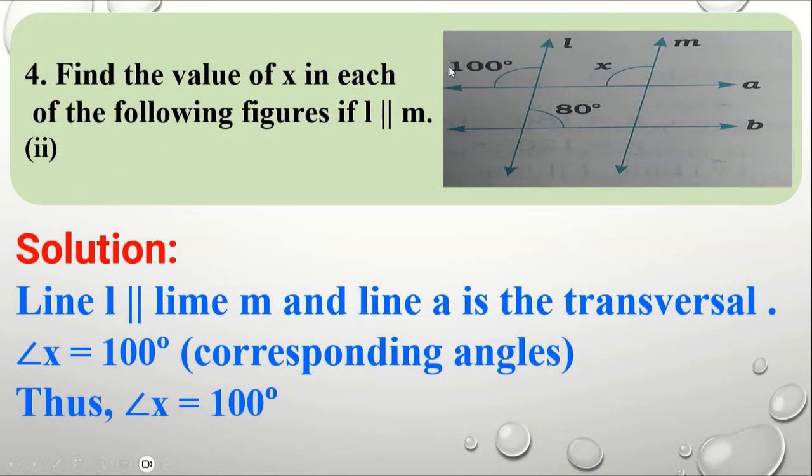Next, find the value of x in each of the following figures if l is parallel to m. So here line l is parallel to line m, and line a is a transversal. x is 100 degrees, that is a corresponding angle. Thus the measure of angle x equals 100 degrees.